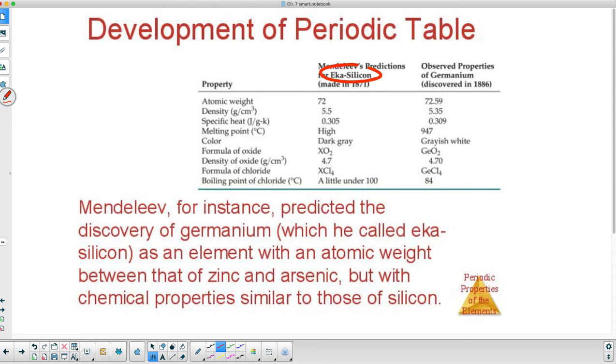He called it eco-silicon because it was below silicon on his periodic table, but there was a hole there, and he didn't know if they would ever discover it, but he knew an element should be there. So he started making predictions about exactly what he thought this element should be like. As it turns out, he was very close. On either side of germanium, top and bottom, left and right, he averaged those things together and predicted what they would be, and he was very close, especially on the density of the oxide. So he did some predicting, which was very cool.